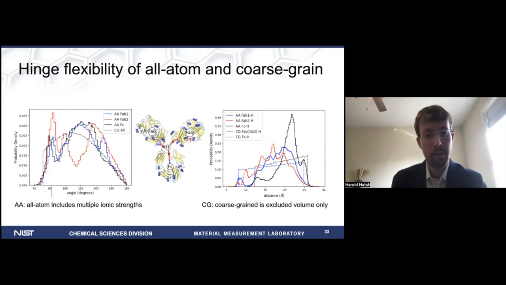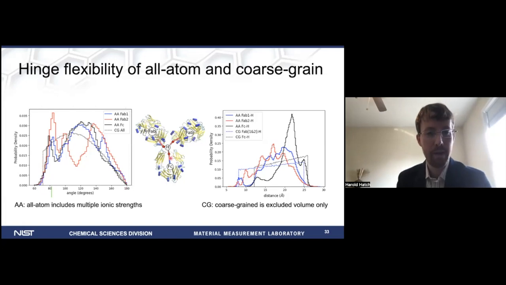And in the coarse grain model, we're going to just assume all of these angles are the same. The solid lines I'm showing here are from the all atom simulations, which include multiple ionic strengths. I'm pointing that out because there could be some very highly specific interactions between these domains that influence the probability of these angles that you're seeing here. But the most important thing we wanted to get from the all atom is, what is this minimum angle that we're likely to observe from an all atom simulation?